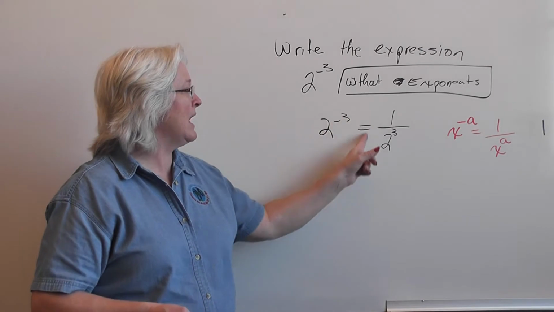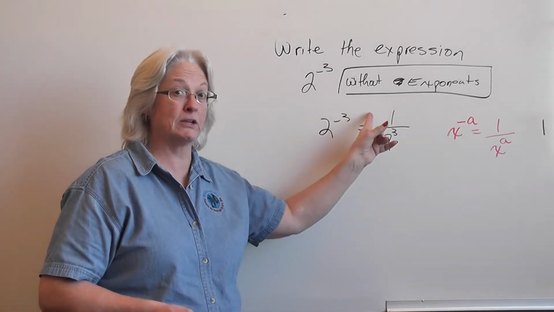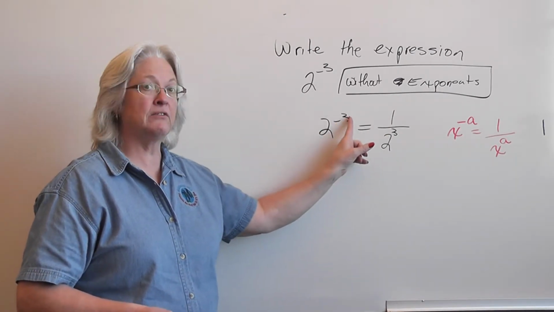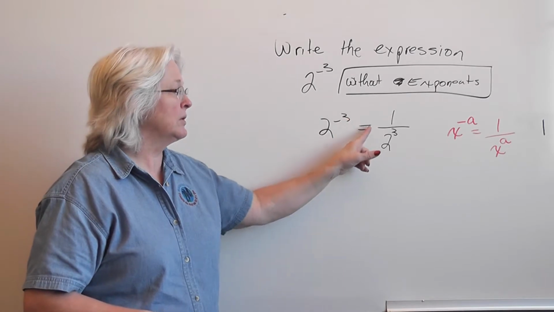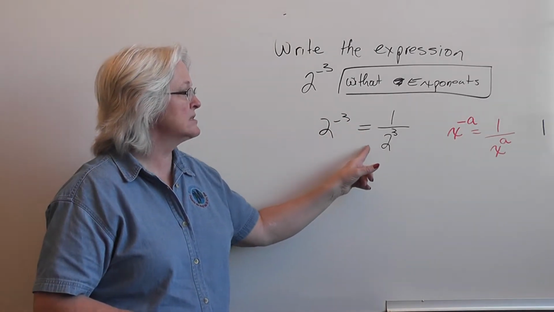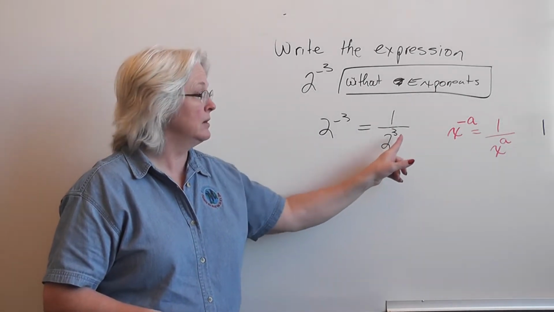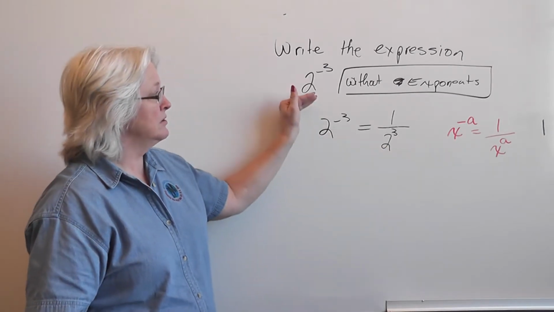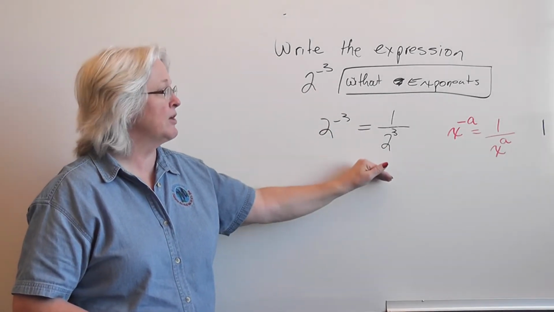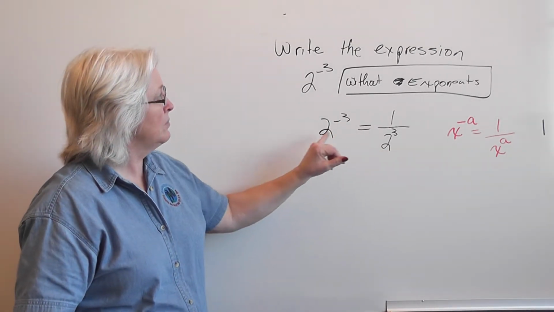If you have a power, remember all a power is, it has a base and an exponent. If you have a power with a negative exponent, you can rewrite that expression, this here is in the numerator, with that same power in the denominator and a positive exponent. So you move the exponential expression to the other side of the fraction bar, change it from negative to positive. Okay, now we're getting closer.